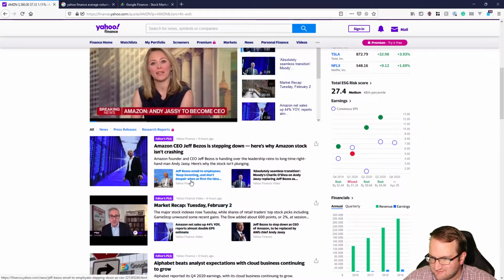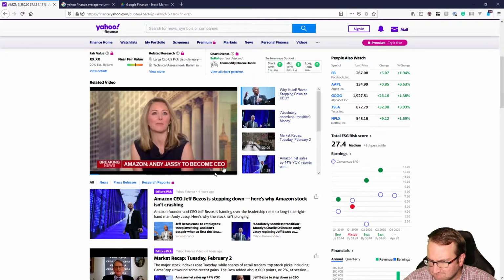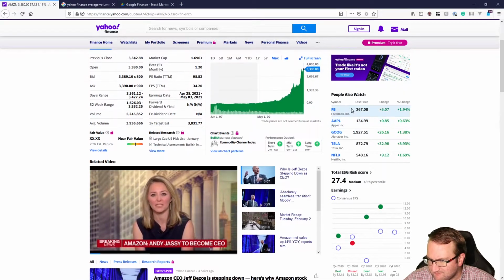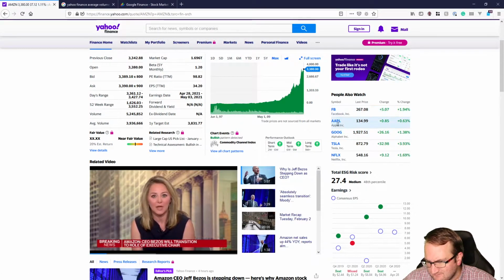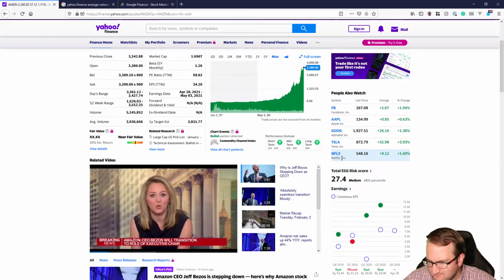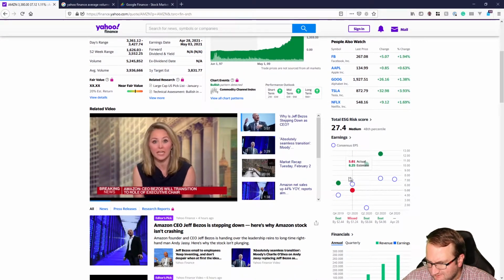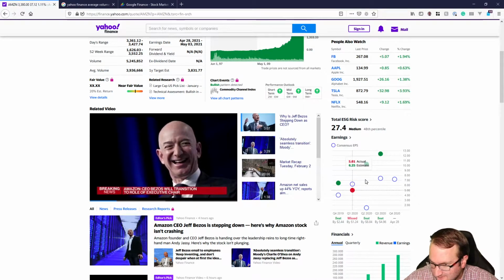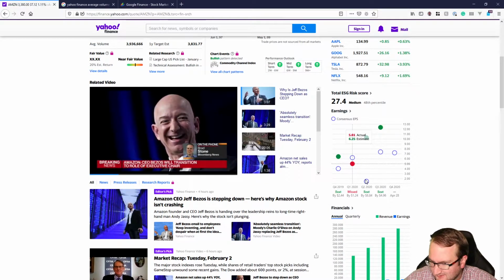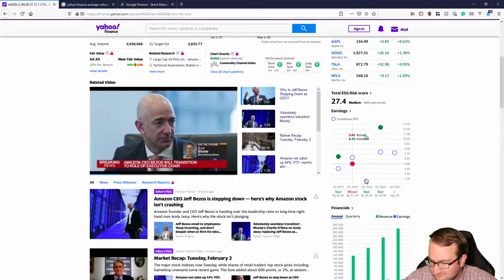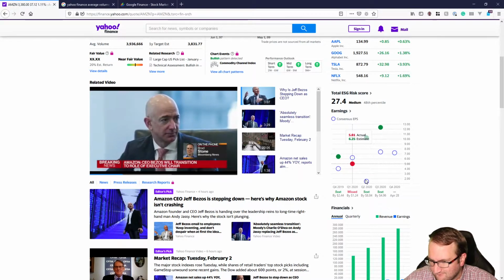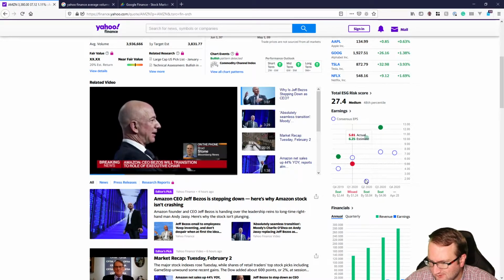Over on the right-hand side here, this indicates what other stocks people in Yahoo are watching. So these are typical of this Amazon type category: Facebook, Apple, Google, Tesla, and Netflix. Their earnings and their consensus. So this earnings is earnings per share. So for every share that's outstanding, or every share out there, what their earnings are per individual share.